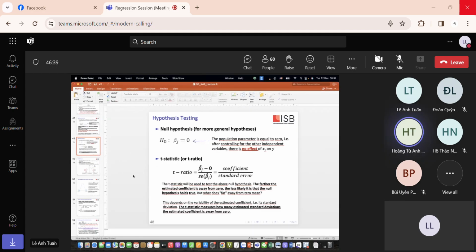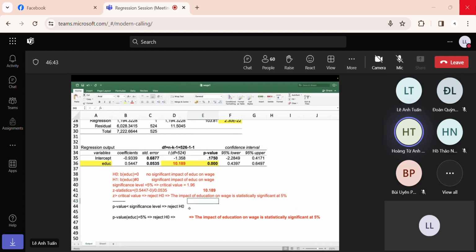I want to ask a question. I'm so sorry. For example, for the H1, it would be that beta education is different from one. So can we conclude that it equals one? You mean if H1 here is different from 1? Yeah, and then we will reject or fail to reject.